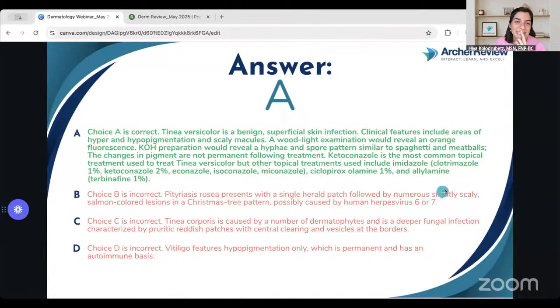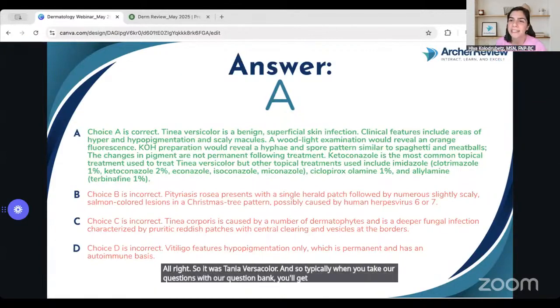All right, so it was tinea versicolor. And so typically when you take our questions with our question bank, you'll get the rationale. It also links to the videos for that section, our on-demand videos, which is really nice. And it gives you a really robust rationale.